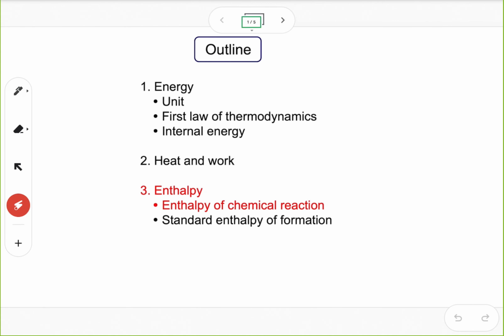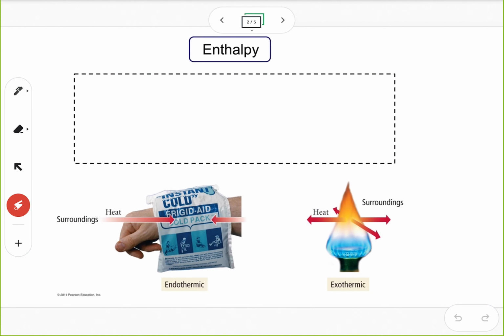In this video, we're going to talk about the first part of the third topic. In this video, we're going to discuss the enthalpy of chemical reactions. And in part two, we're going to talk about the standard enthalpy of formation. Well, first thing is, what is enthalpy?